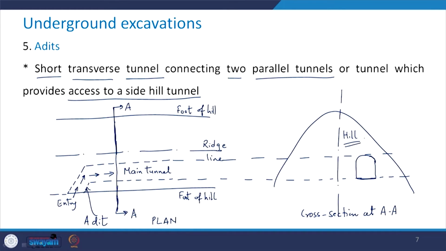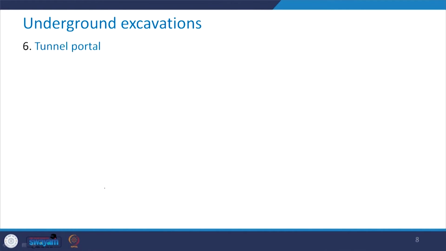So, this is the short transverse tunnel connecting either two parallel tunnels or a tunnel which provides access to the side hill tunnel. Here I have shown one example of this access to the side hill tunnel. So, this portion is what is called the adit. The next one is the tunnel portal. See, this is how it will look like.